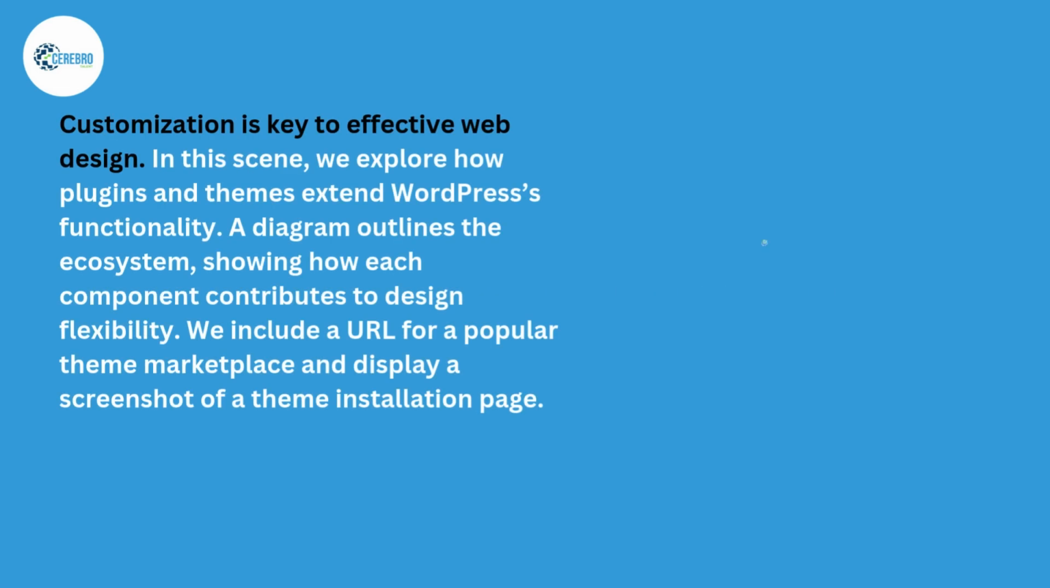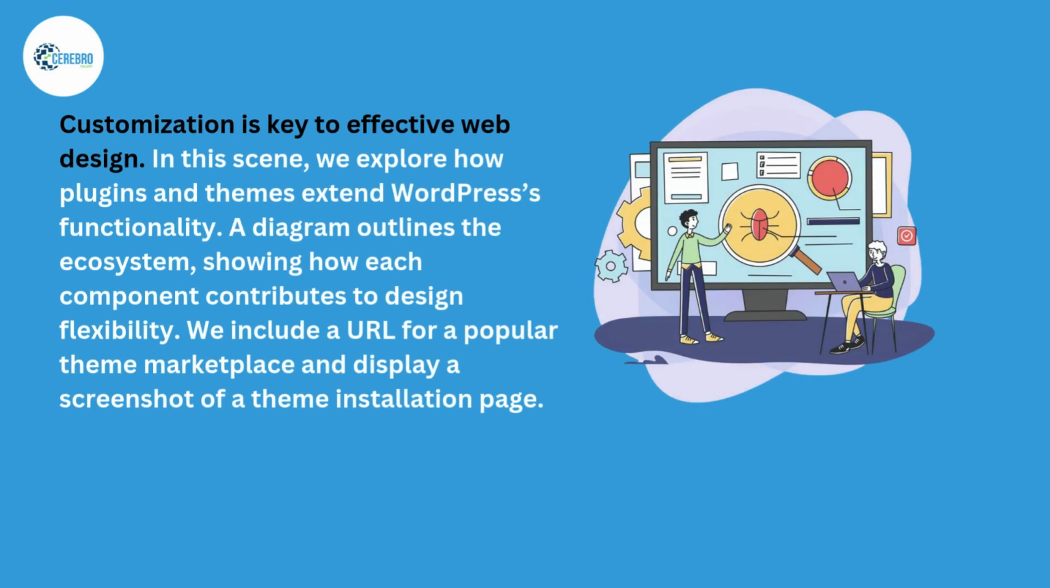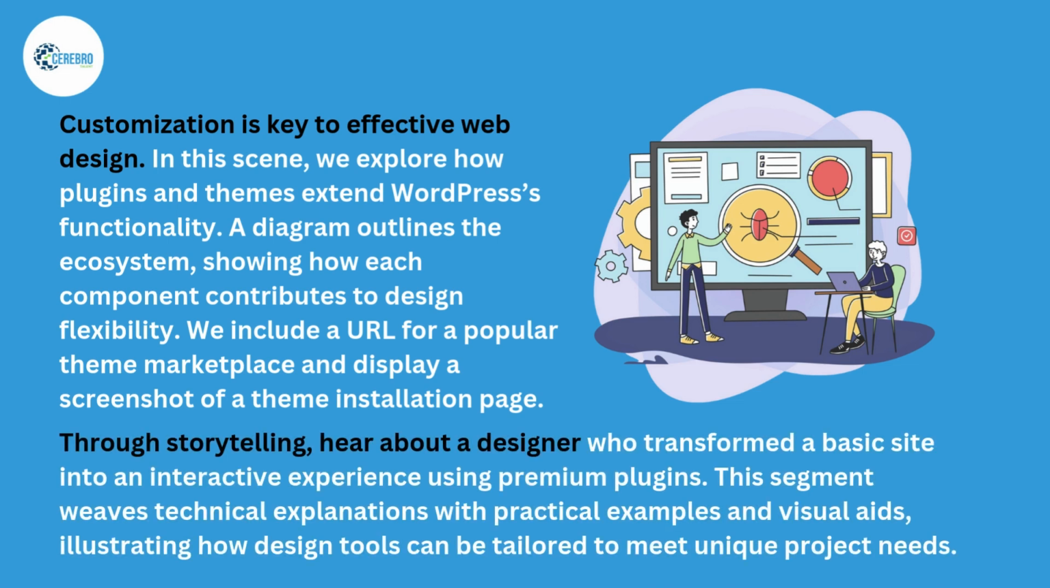Customization is key to effective web design. Here we explore how plugins and themes extend WordPress's functionality. A diagram outlines the ecosystem, showing how each component contributes to design flexibility. We include a URL for a popular theme marketplace and a screenshot of a theme installation page. Through storytelling, hear about a designer who transformed a basic site into an interactive experience using premium plugins. This scene combines technical explanations with practical examples and visual aids to illustrate how design tools can be tailored to meet unique project needs.